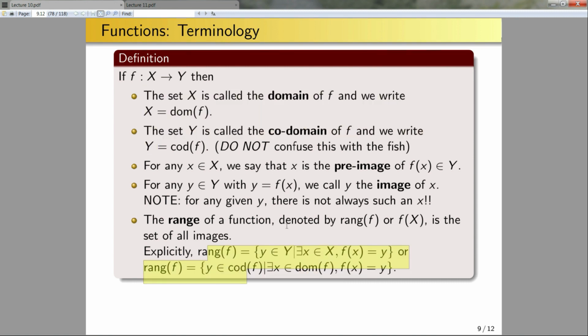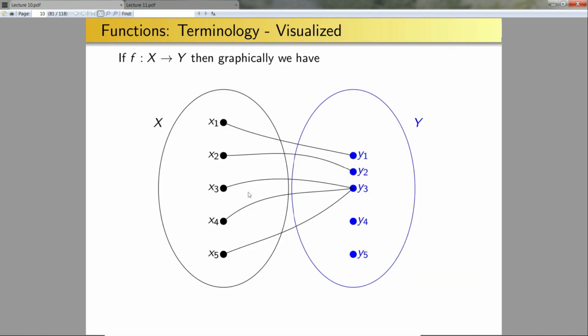So we've now just introduced a lot of new words. Let's examine what these mean graphically to get a better idea of what these things really are and how they interact with each other. So if f is a function from X to Y, then graphically we have this guy here. This is the plot that I showed previously. So here we can ask, what is the domain, what is the range, what's the codomain, what's an image of something, and what is the preimage of something.